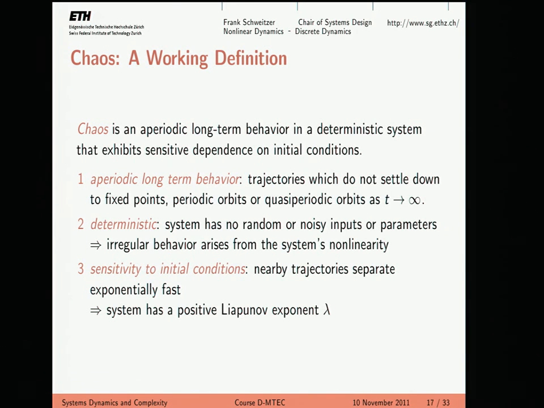First, we have aperiodic long-term behavior. As we saw, the cycle, the period, is of length infinity, right? You have no pattern. But that's not enough. The system generating this behavior must be deterministic, okay? Like in our logistic map. There's no random input, no noise, nothing. It's completely deterministic. And divergent trajectories, meaning sensitivity to initial conditions. Two very close initial conditions end up at completely different points.